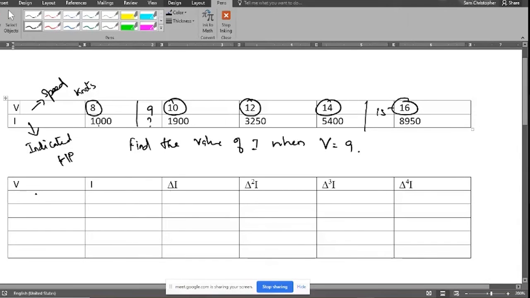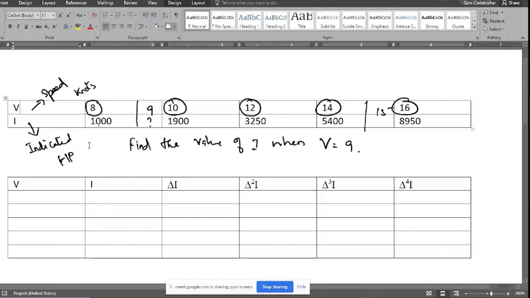So we have to write this. It's better if I type it. V: 8, 10, 12, 14, 16. Next, I is 1000, 1900, 3250, 5400, next 8950. The first row is given in the question, so you need not worry about it.